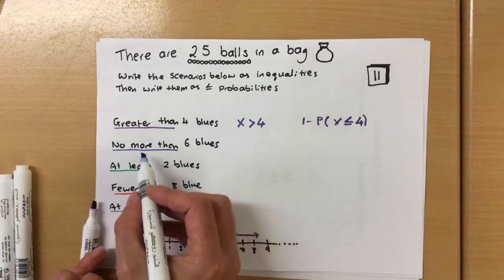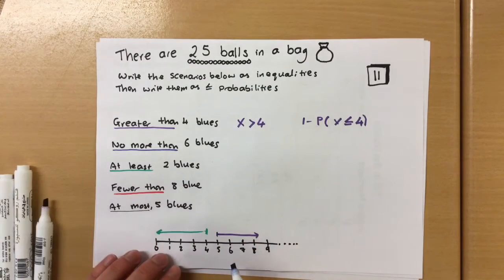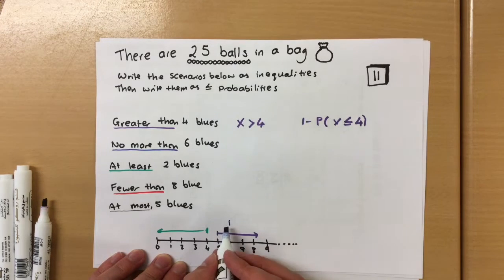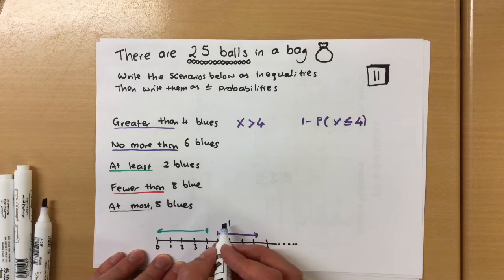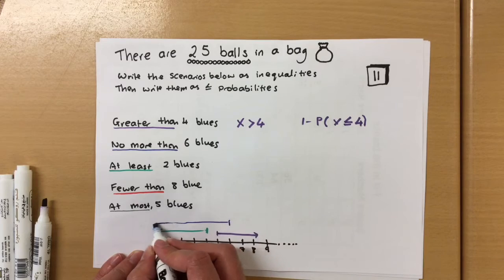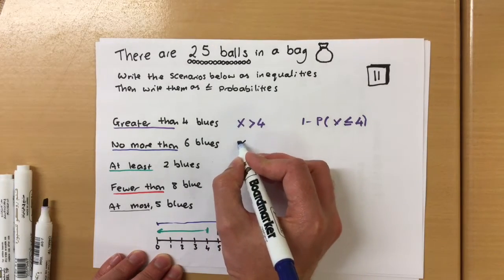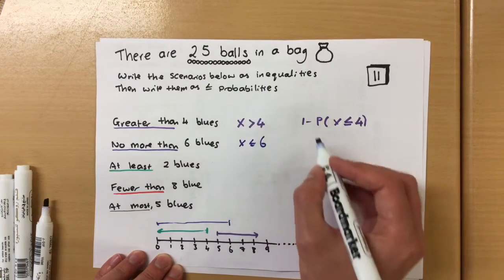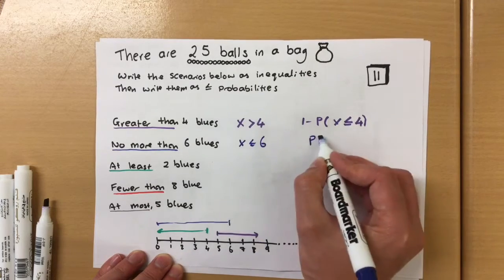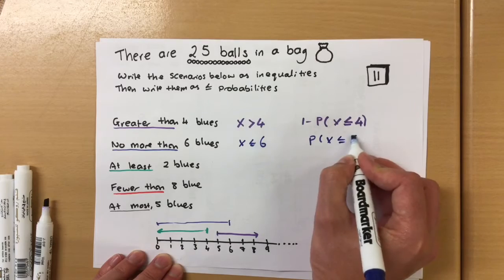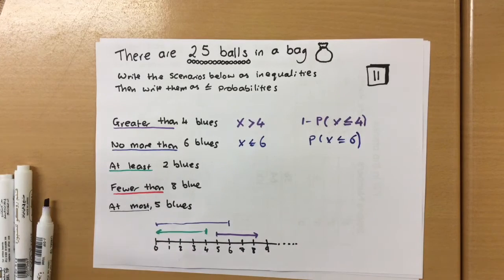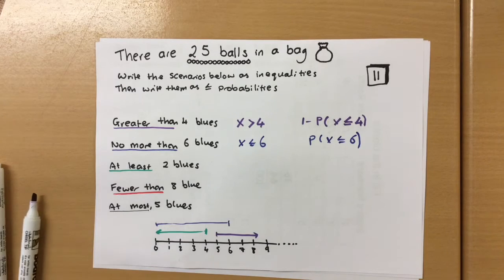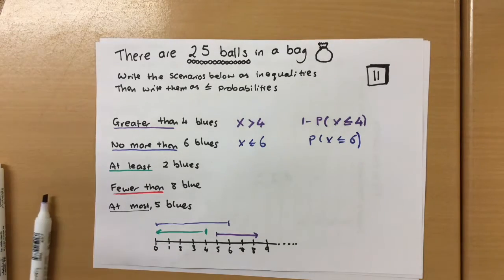Right, so no more than 6. So we are allowed 6, and we want no more than that. So nothing above it, just below. So you're going to want this section down here. So x must be less than or equal to 6. And it already has that sign, so we just write this. Don't be afraid to use a number line. You are never ever too good or too old for a number line.